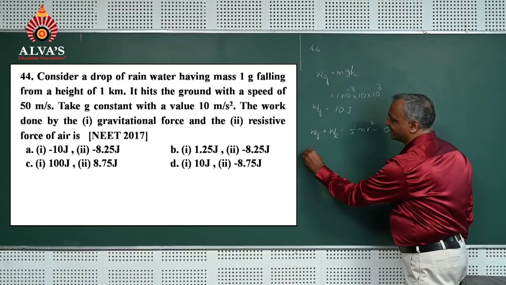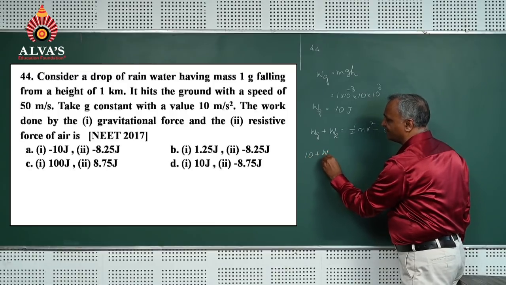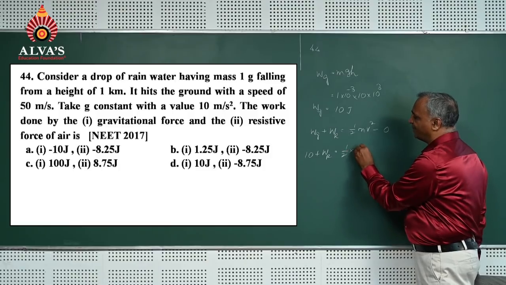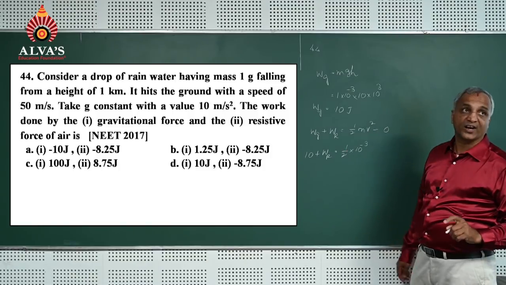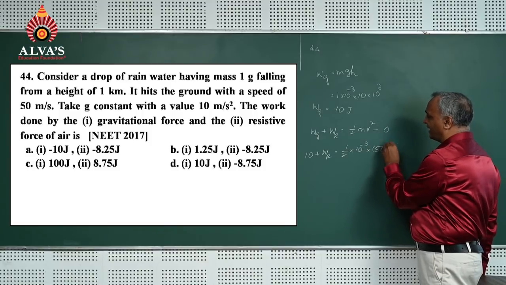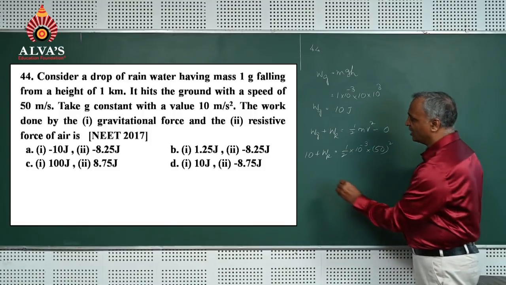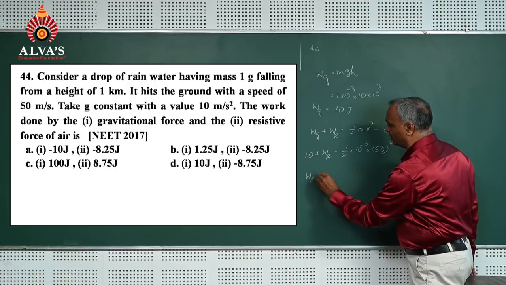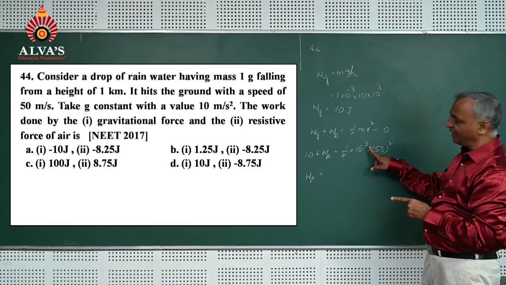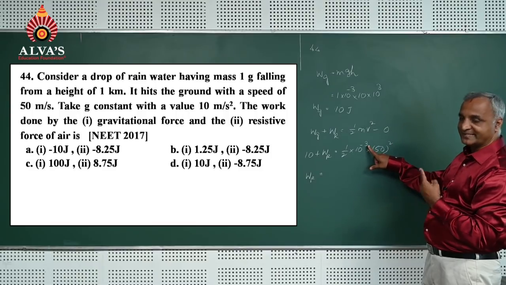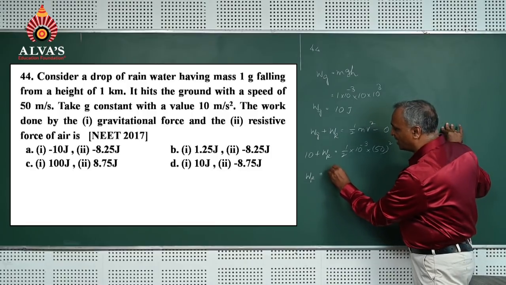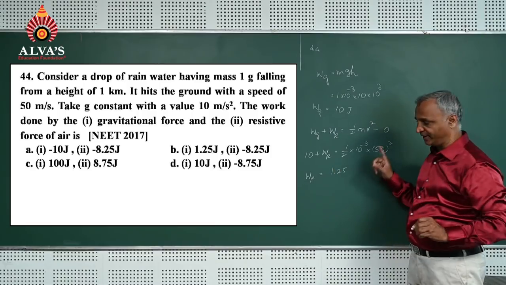So this is 10 joule plus resistive force work done will be equal to half mass, which is 1 gram, 10 to the power minus 3, and velocity is 50 meter per second, 50 square I can write. So I am going to get W_R is equal to 2500, 2.5 into 10 to the power 3, and 10 to the power minus 3 cancels. So 2.5 by 2, that means it is 1.25 you are going to get.